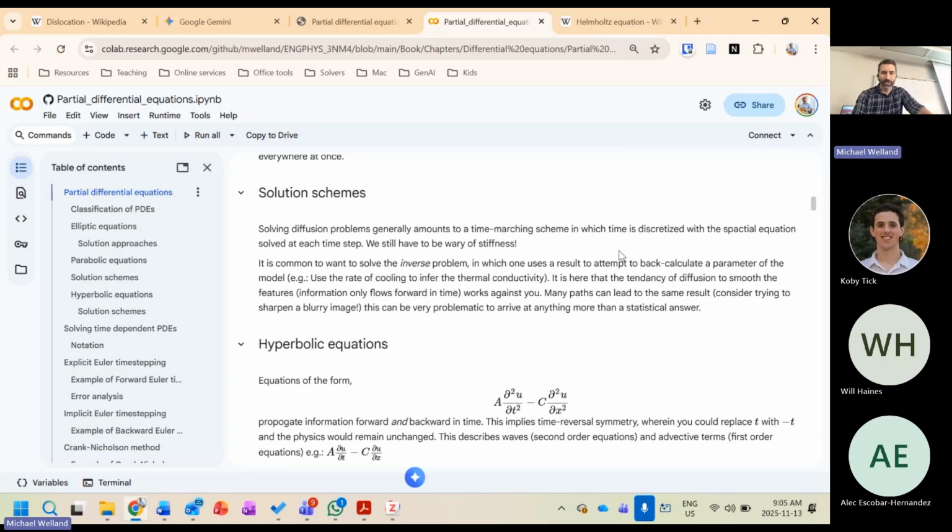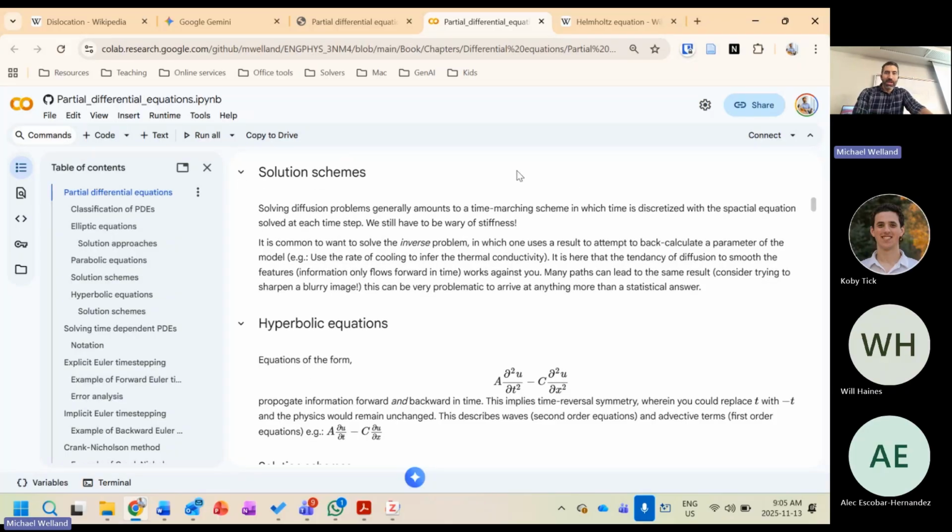Okay, we're just going to go past this one. Solution schemes for parabolic equations generally amount to time marching schemes. We're going to discretize time, going from one step to another, and we're going to be solving boundary value problems at each time step.